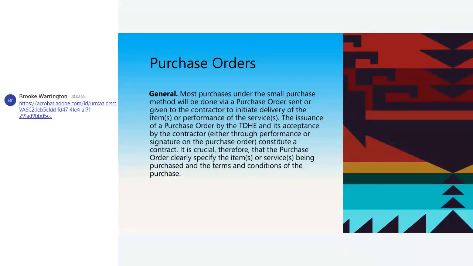Most purchases under your small purchase method will be done via a purchase order sent or given to your contractor to initiate delivery of the items or performance of the services. The issuance of a purchase order by your TDHE and its acceptance by your contractor, either through performance of that work or a signature on that purchase order, actually constitute a contract. That's why they have to be completed. It's crucial that the purchase order clearly specify the item or service being purchased and the terms and conditions.